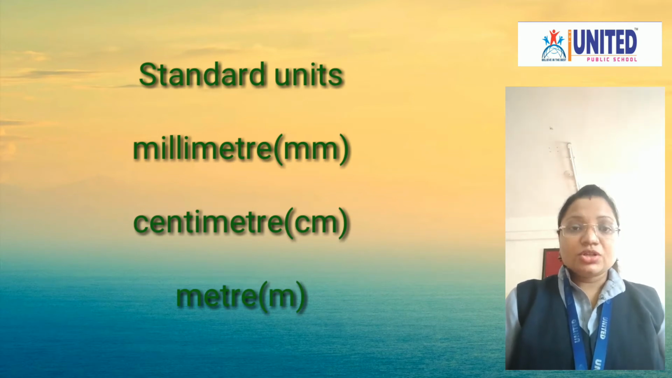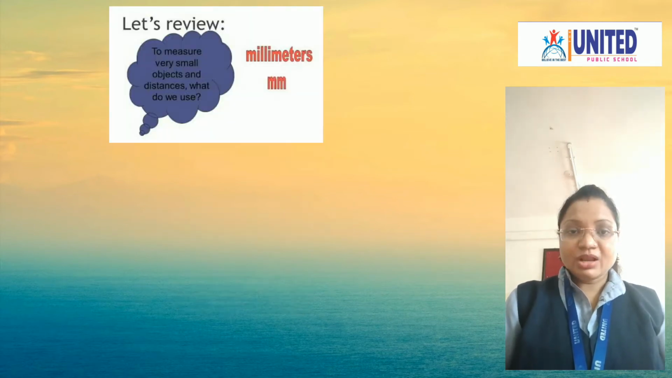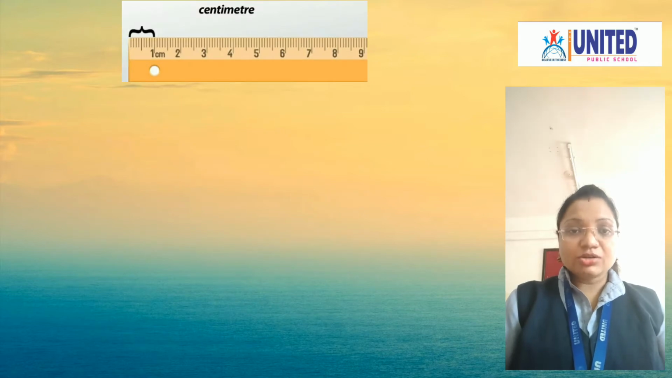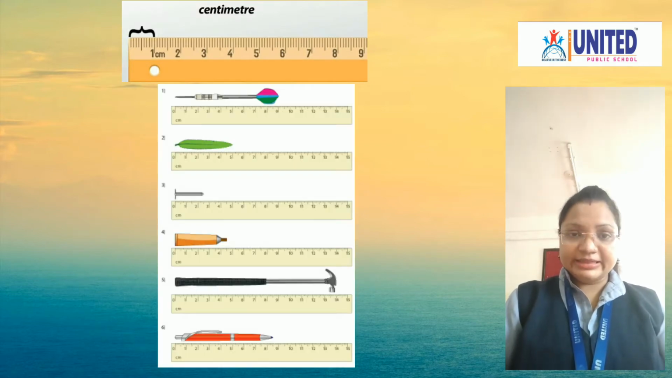Okay, so when we use the millimeter, when there is a thing or object that is very small, that means its length is less than 1 centimeter, that time we use the millimeter. Now when do we use the centimeter? Yes, when there is a thing or object we can measure by using the scale or ruler, that time we use the centimeter.